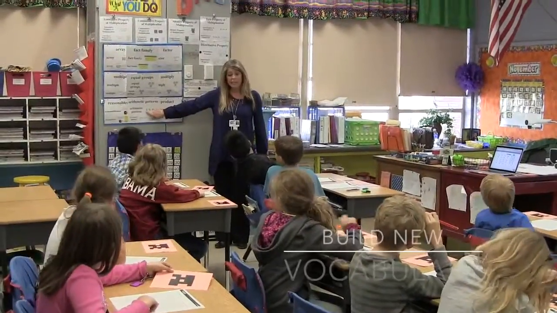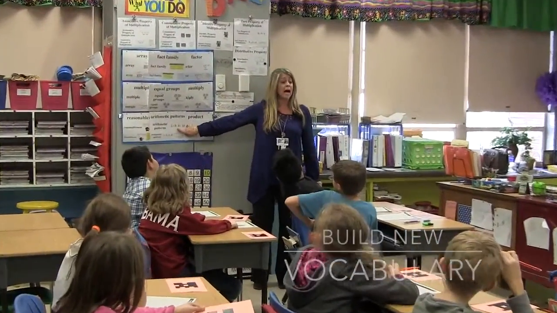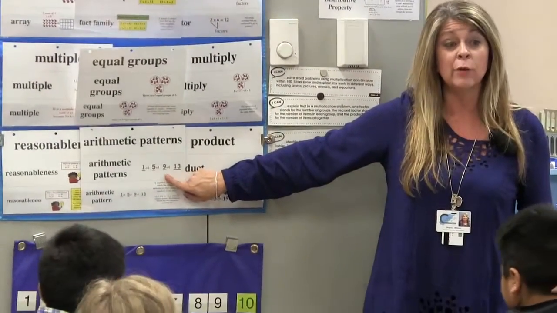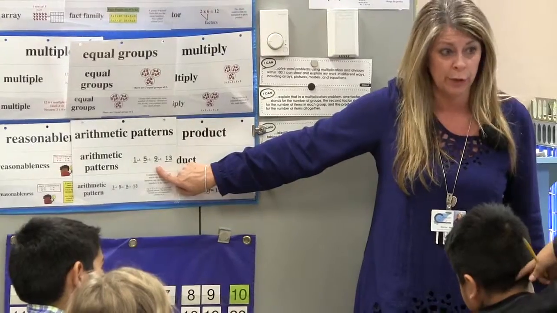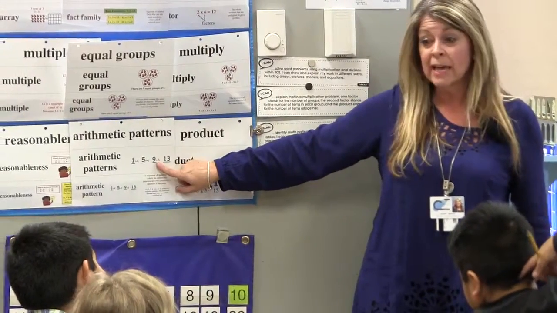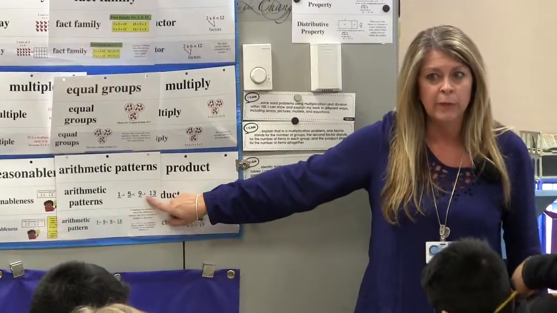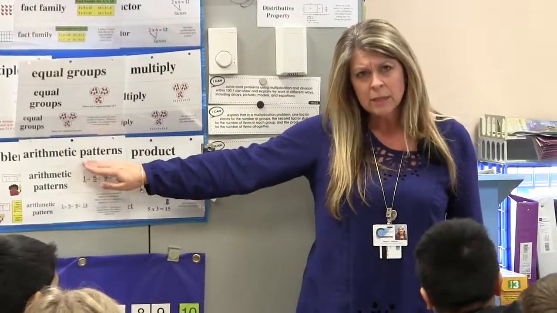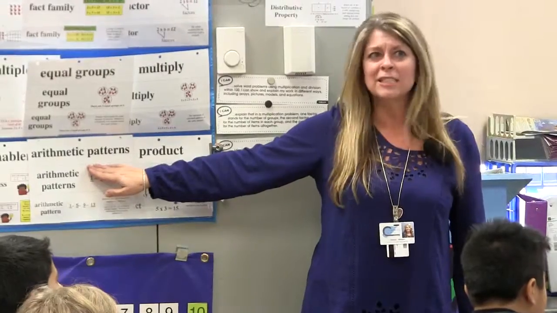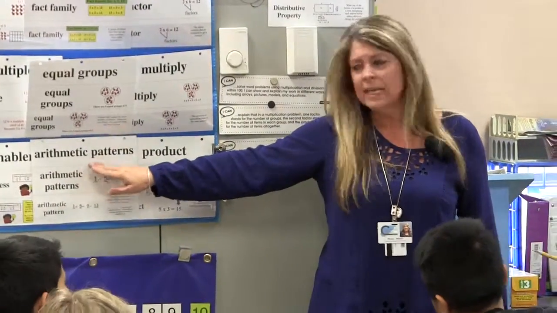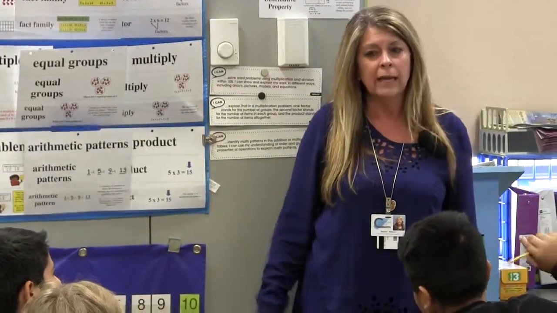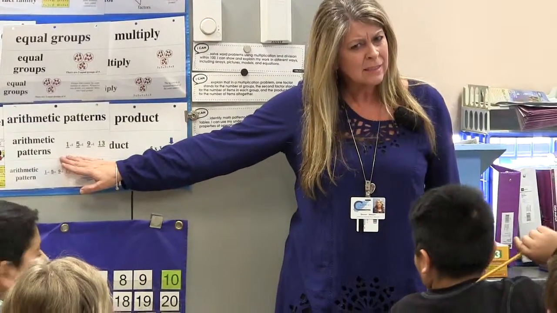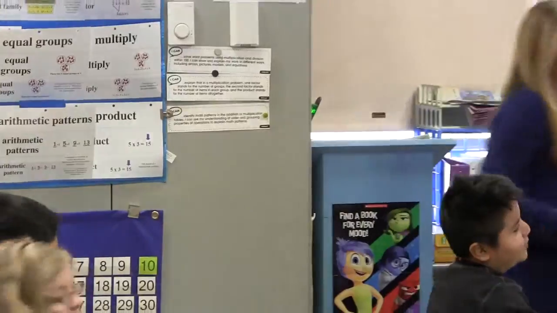It means that we take a number and we add a certain number to it. And then we take the answer to that and we add the same number to it. And then we take the answer to that and we add the same number to it. And that creates a what? Arithmetic pattern. Okay, and we're adding what? A certain number each time.